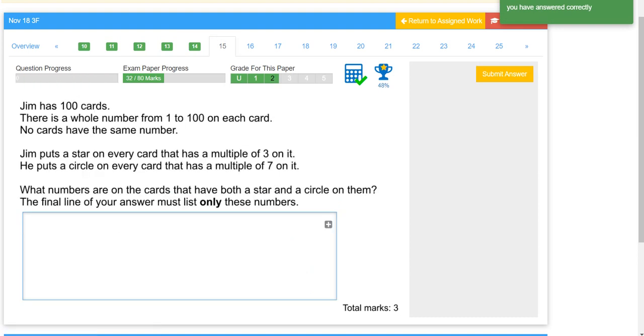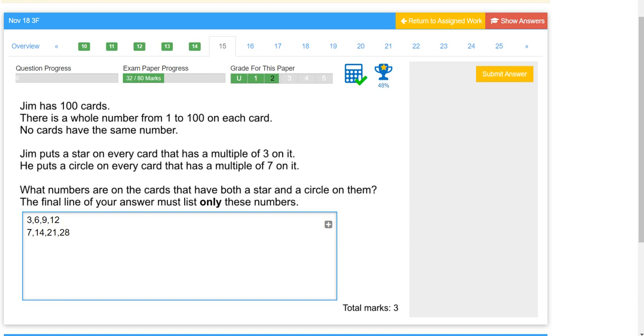Question 15. Jim has 100 cards, no cards of the same number. He puts stars on some of them, and circles on others, and some have both a circle and a star. Well, you can do this in 2 ways. You could work it out in terms of how many stars there are: 3, 6, 9, 12, and so forth. You could do that, and you could do the 7s and say 7, 14, 21, 28, and work out, after you've done all of your numbers, which ones are in both lists. Okay, that's fine.